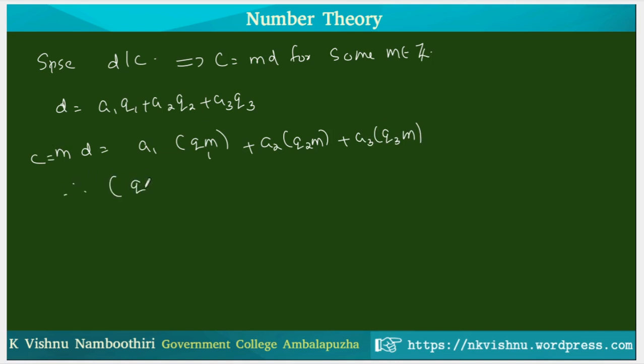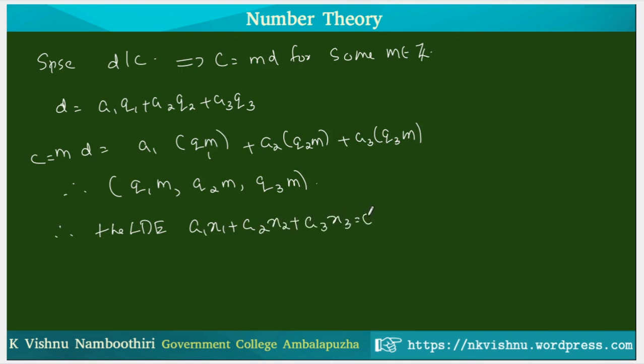Therefore the solution is q1 m, q2 m, q3 m. Therefore the linear Diophantine equation a1 x1 plus a2 x2 plus a3 x3 equal to c is solved. Therefore the LDE a1 x1 plus a2 x2 plus a3 x3 equal to c is solvable if D divides c, where D is the GCD. So we proved that part.